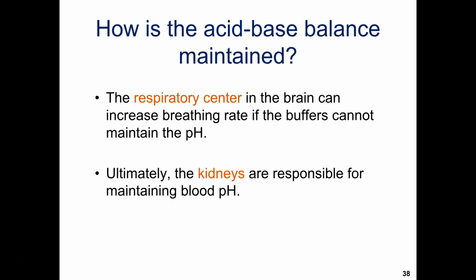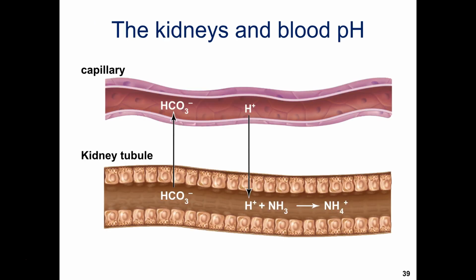So remember, the respiratory center in the brain increases the breathing rate if the buffers in your kidney can't maintain that pH. So they see this changed buffer, and they realize, okay, we need to get more oxygen going here. We're getting too much of certain chemicals. Our pH is changing by too much, and so we need to breathe faster. And ultimately, the kidney is what is responsible for keeping the pH of your blood around 7.4.